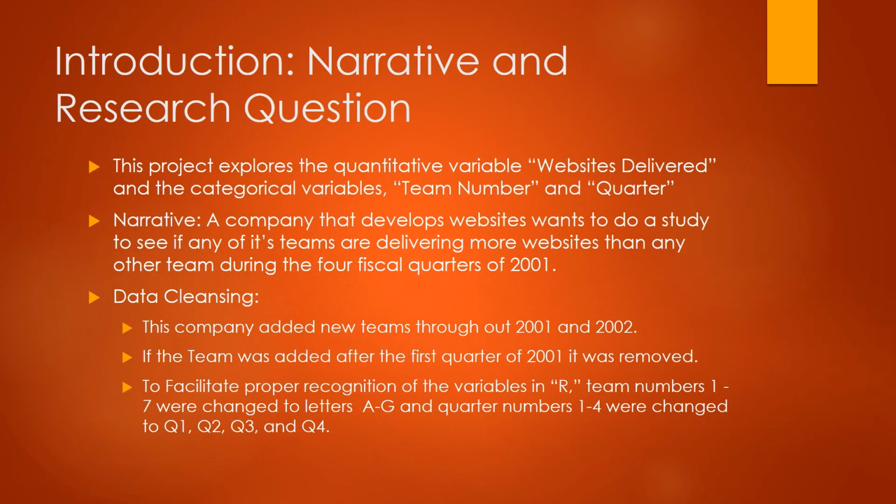Just a quick little narrative I came up with to make this a little bit more fun and more real for me. Our project uses the quantitative variable websites delivered. It also used the categorical variables team number and quarter. Basically, the way I looked at this data set was it's a company that develops websites and it wants to do a study to see if all of our teams are developing websites at about the same pace, or possibly to see if one team is doing better than the other or if teams are lagging behind.